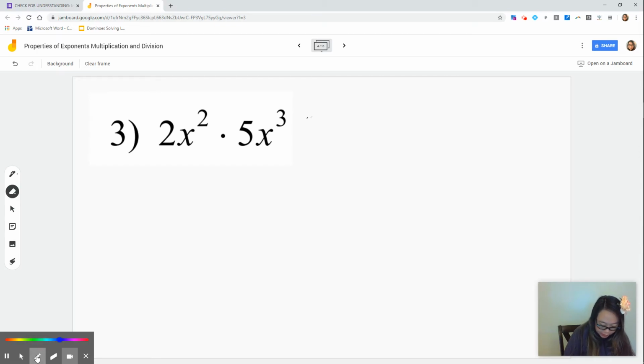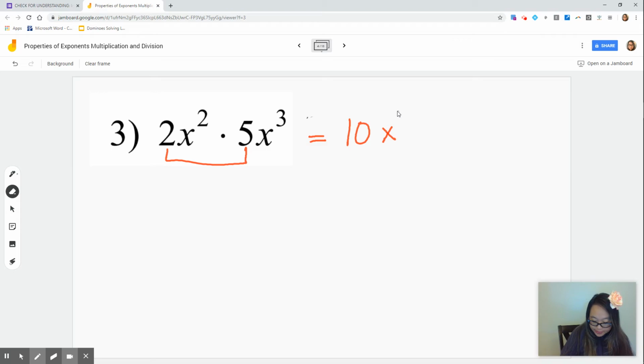Okay, I'm going to start writing less notation for you. Look, I don't have to put in any invisible 1s because I've got exponents written already there. So 2 times 5 is 10, and then x squared times x to the 3rd. Remember, the bases have to be exactly the same. We're going to add those exponents together. So it's x to the 5th. Okay, you're probably seeing the patterns and how this works.